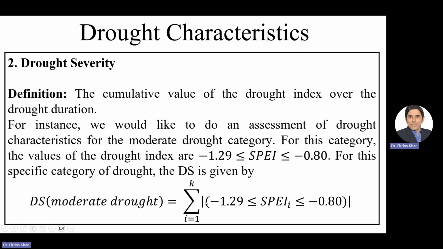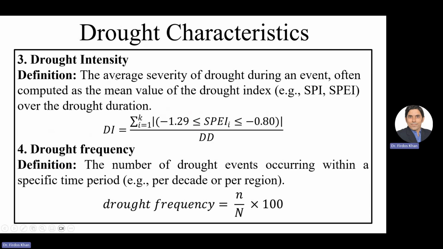So look at this, and we are summing this, for whatever the duration is. Suppose the duration is 2 months, we need two values in this range for this category. If you don't consider categories, you need to consider SPEI less than that particular threshold. Sum for those consecutive months, and that will be your drought severity.